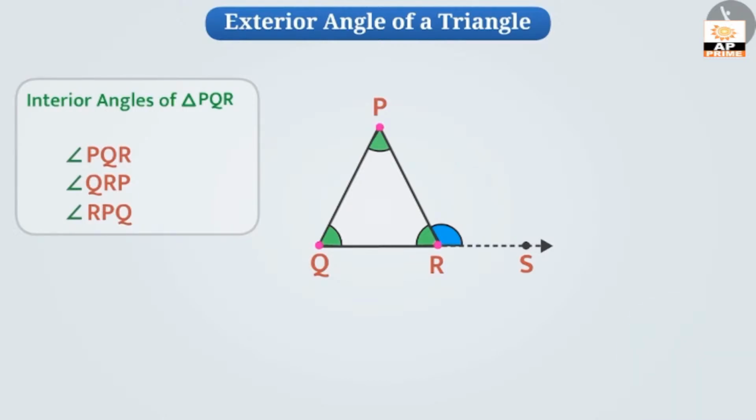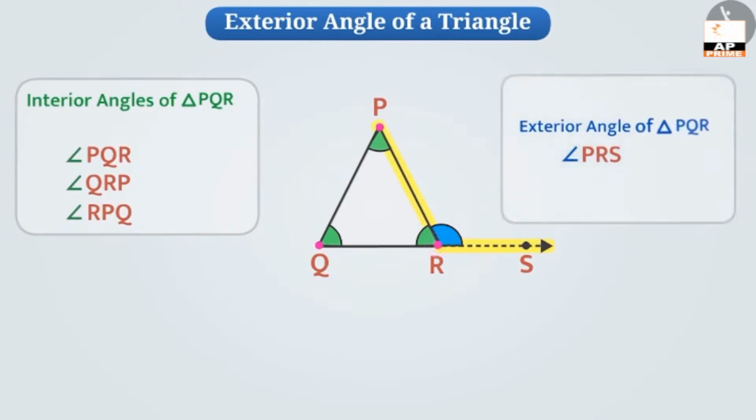Let me tell you. Since it is an angle located in the exterior of the triangle, we will call it the exterior angle of the triangle. Here, we have extended the side QR through point S. This gives us angle PRS, which is an exterior angle of the triangle PQR. Angle PRS is an exterior angle formed at vertex R of triangle PQR.